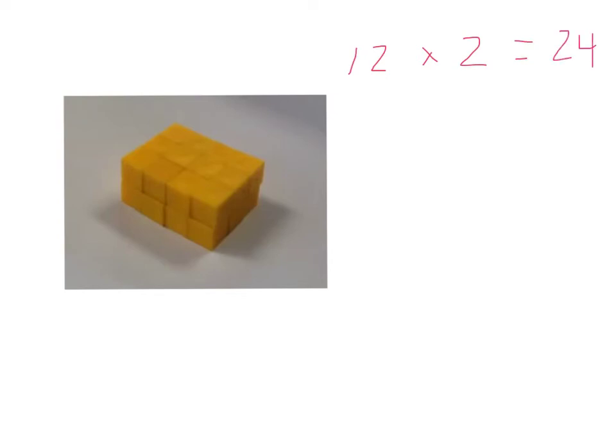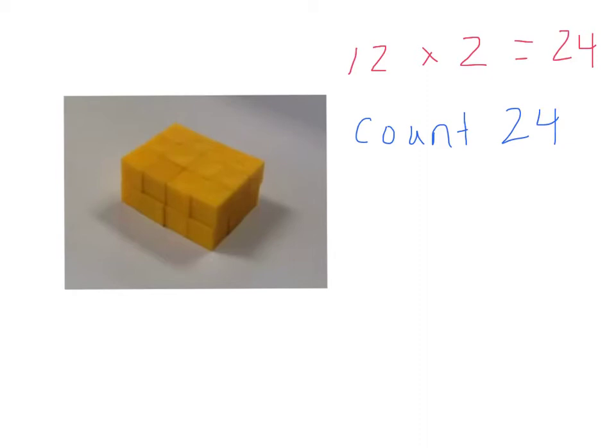So that's one way. I could also just go ahead and count 1, 2, 3, 4, 5, 6, 7, 8, 9, 10, 11, 12, 13, 14, 15, 16, 17, 18, 19, 20, 21, 22, 23, 24. So I can count, right? And if I counted, I count 24.